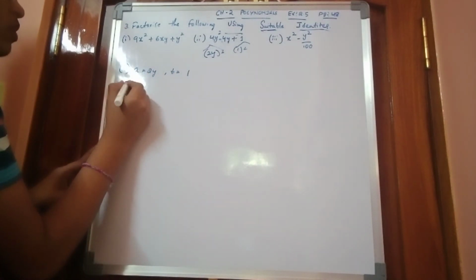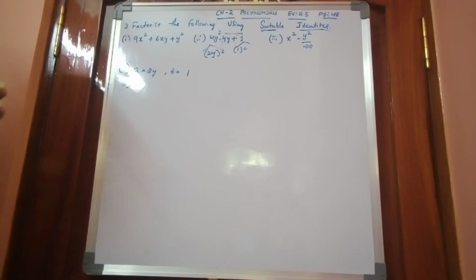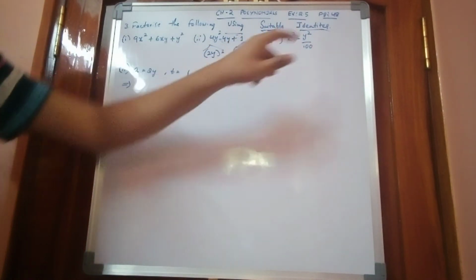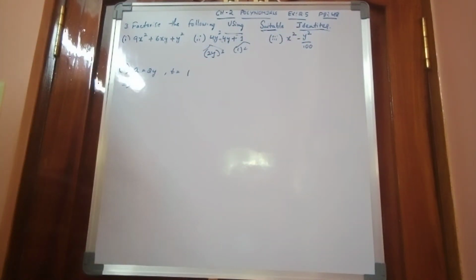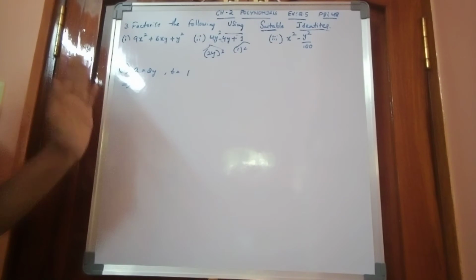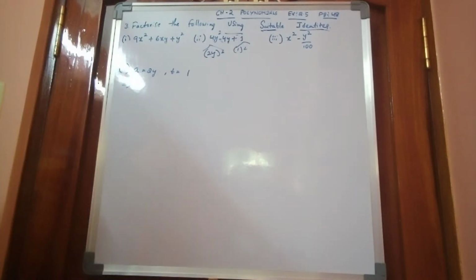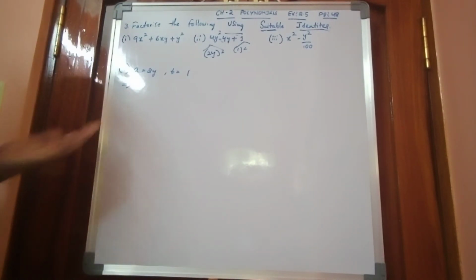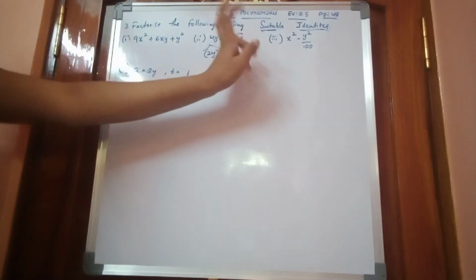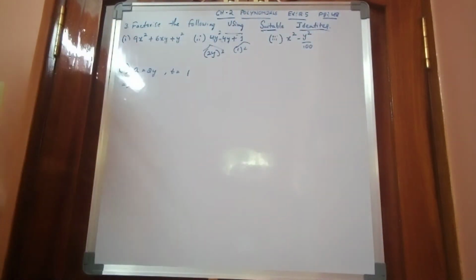So you must write the formula. Why? Because they said using suitable identities. If they do not mention that we must use the formula, we can do it directly and there is no need to write the formula. But in the question of CH-2.5 third bit, they are saying to use suitable identities. So we must write the formula.